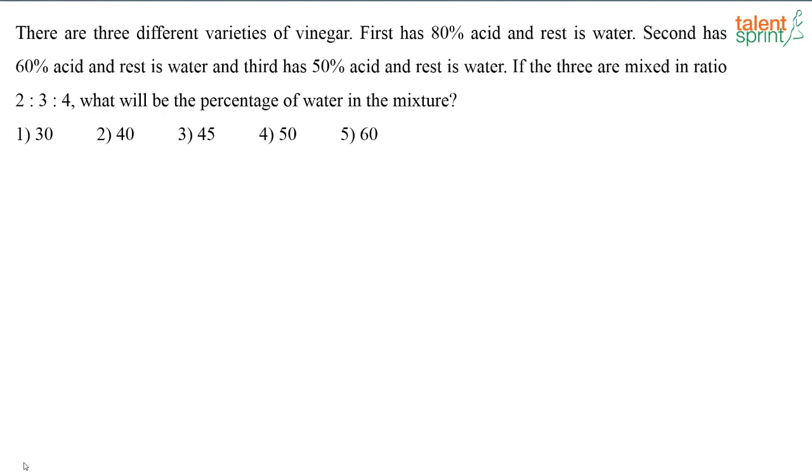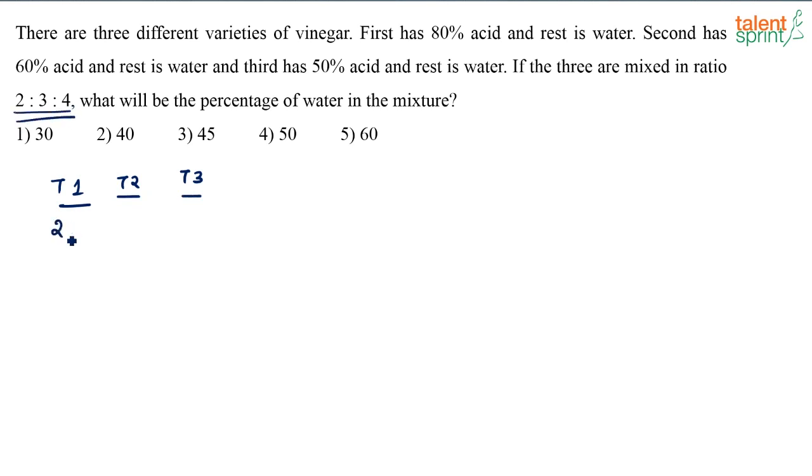The second has 60% acid and the rest is water, and the third has 50% acid and the rest is water. If the three are mixed in the ratio 2:3:4, what will be the percentage of water in the mixture? See, what you can do is assume that there are three types of vinegar: type 1, type 2 and type 3. Now, they are saying that we are mixing these in the ratio 2:3:4.